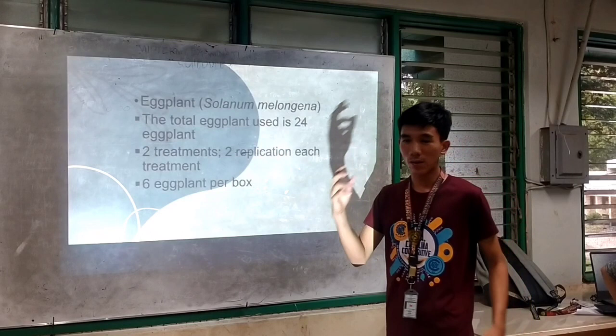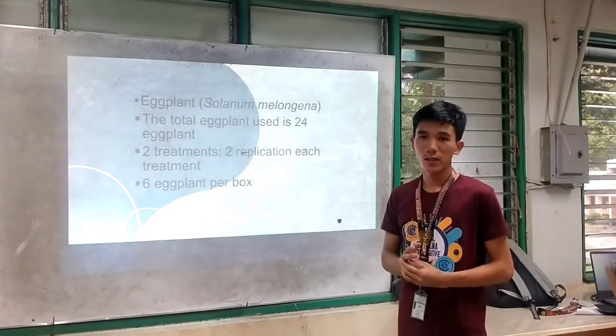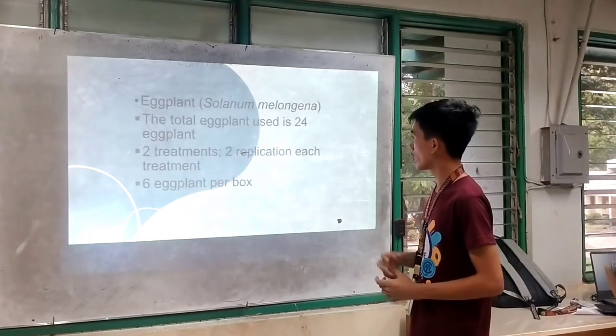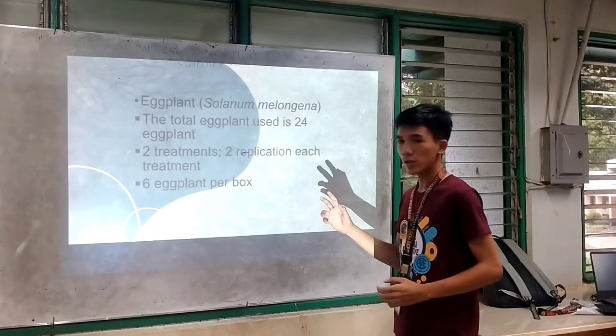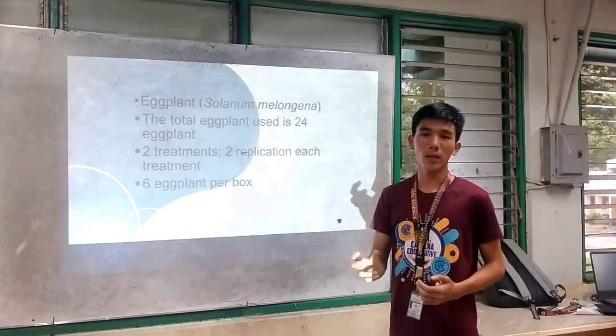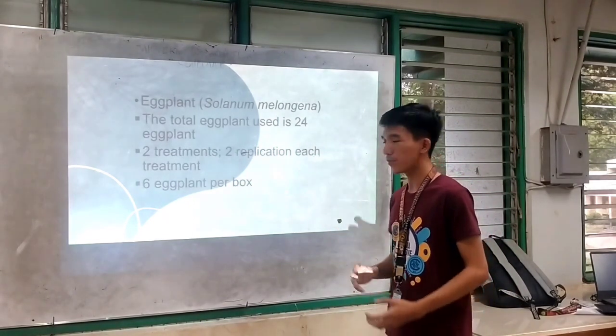Just like what I've said, eggplants are the samples that we use. The total eggplants used is 24 eggplants, 2 treatments, 2 replications. So it means the second replication is the control. So 6 eggplants per box.